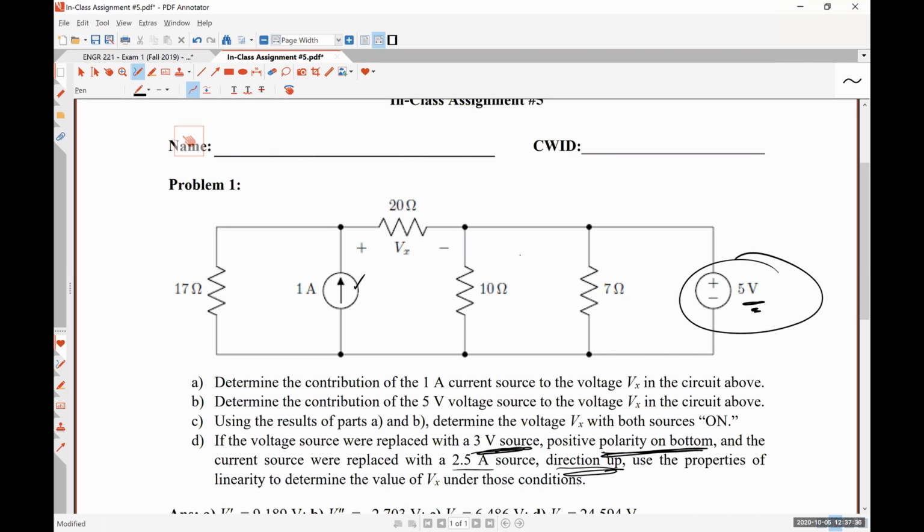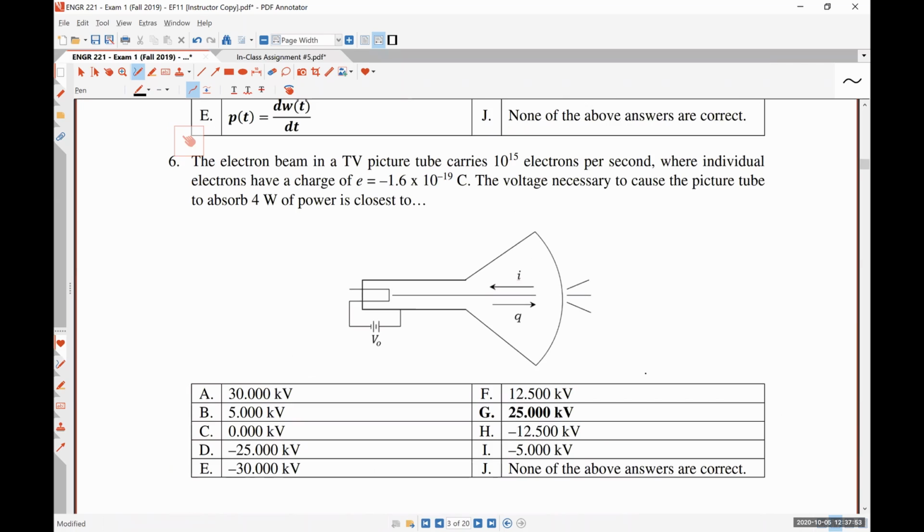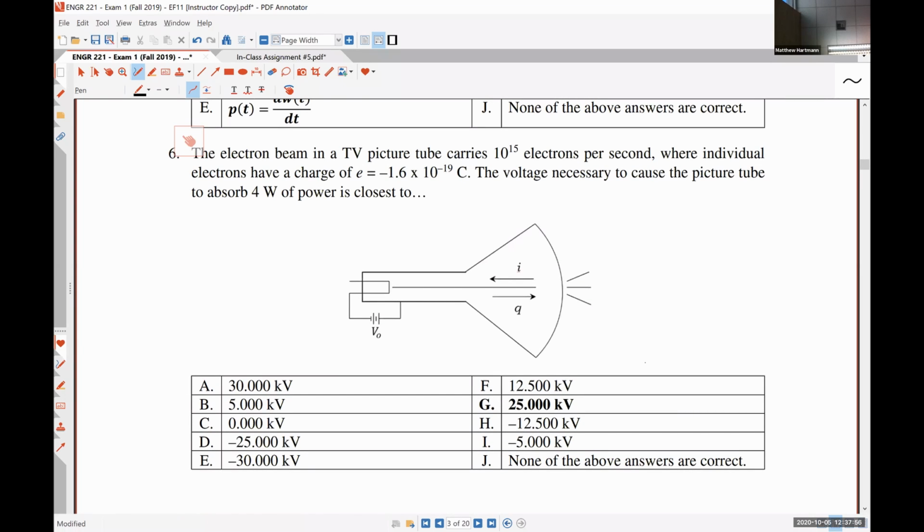And for number 6 on exam 1, I was wondering... Which year of exam 1? Fall 2019. All right. Where did the negative sign go? The electron beam in a television picture tube carries 10 to the 15 electrons per second. Electrons have a charge; find the voltage necessary to cause the picture tube to absorb 4 watts of power.